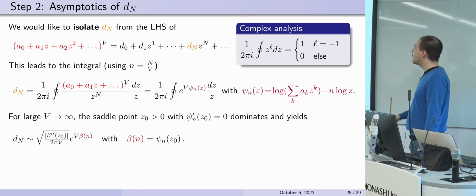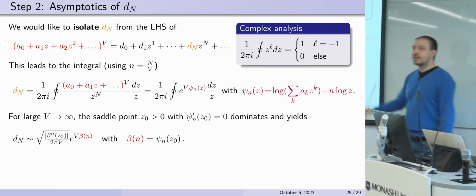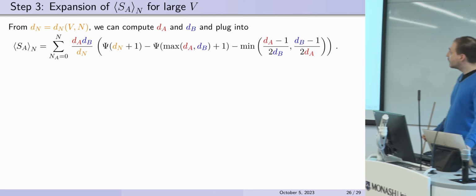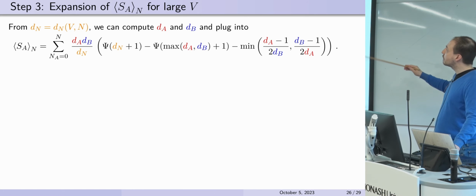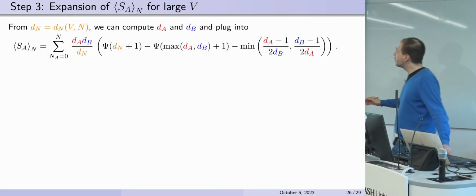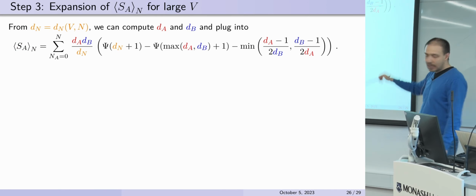We need to evaluate this at a saddle where this function vanishes, and that gives us a function that purely depends on the integers and our filling, and that's all we need. And here I plot this function beta of n for the 3 cases. So with that, we have all the ingredients needed, because we can put this asymptotic expansion into our formula for dA, dB, and dn, and expand for large V.